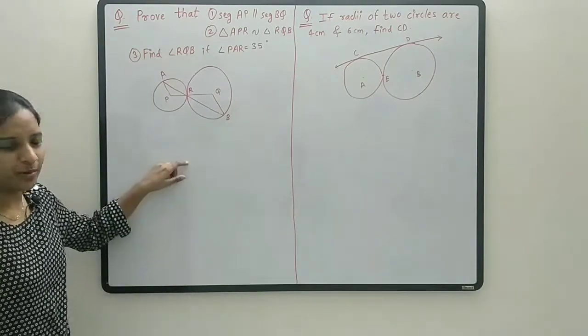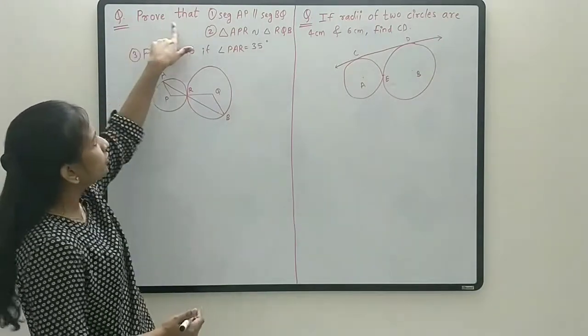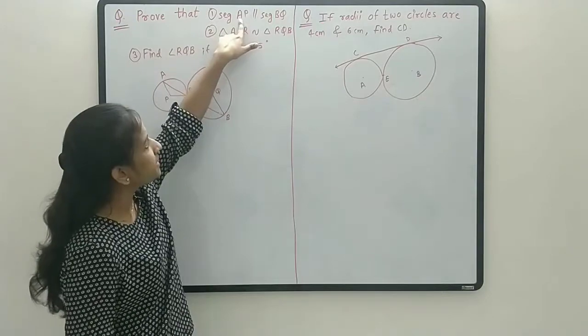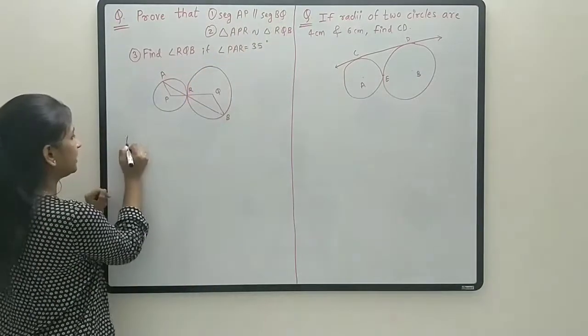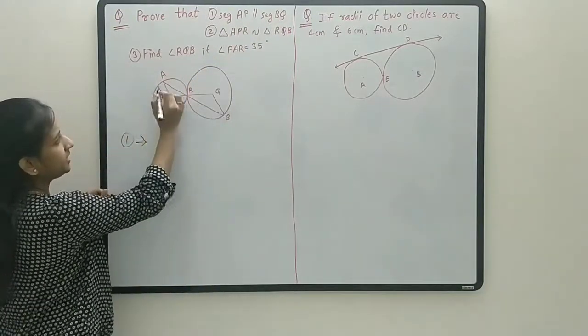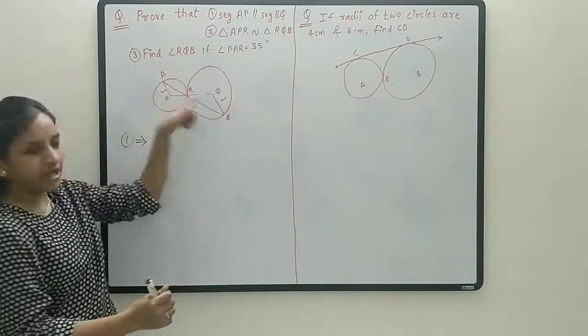Now let's solve this problem. Here what we have to do? We have to first prove this, that AP is parallel to BQ. Let's solve first: AP is parallel to BQ. This we have to prove.